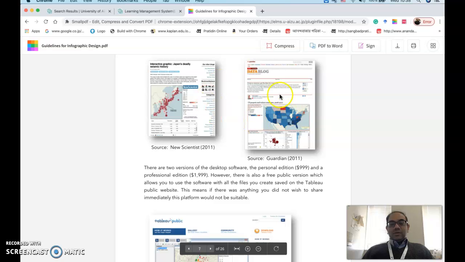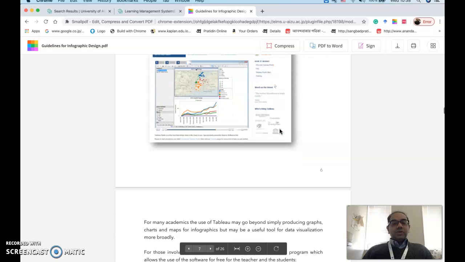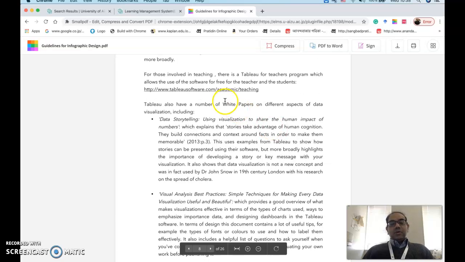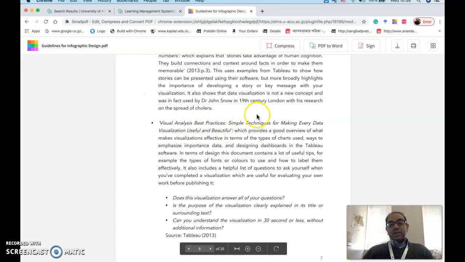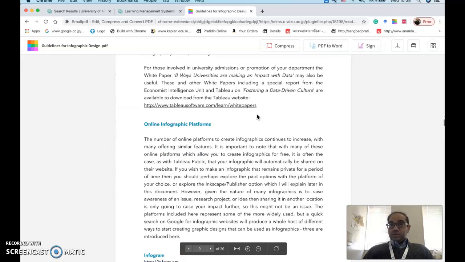These are some of the infographics that you can see here. It talks about the prices, which are free versions, which are paid versions, professional edition, personal edition, and so on for different kinds of software. So it actually talks about the Tableau software. Tableau also has a number of white papers. It has various articles. It talks about data storytelling, using visualization to share the human impact of numbers. How do you do that? The visual analysis best practices. So read through this. Tableau is a great tool. It's a very strong software that can be used for various reasons.